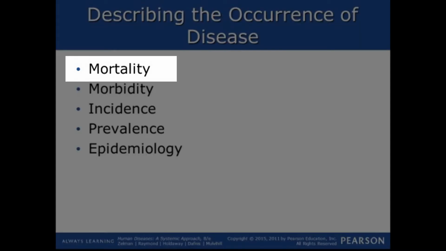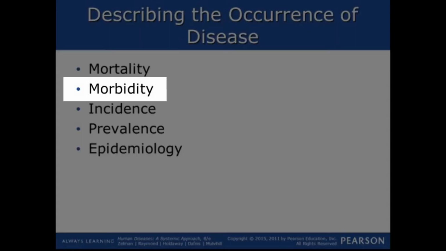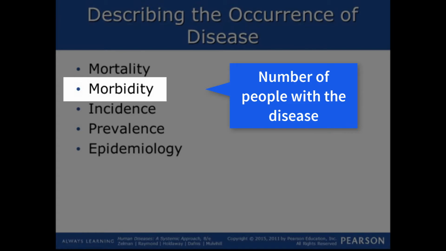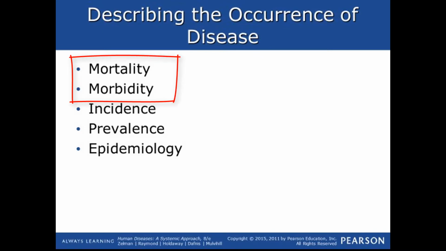So mortality has to do with the number of deaths caused by a disease. So basically the number of people who have died due to a disease. Morbidity is the number of cases, how many people have the disease. So morbidity and mortality usually go together. How many people have the disease, and then mortality is the number of deaths.